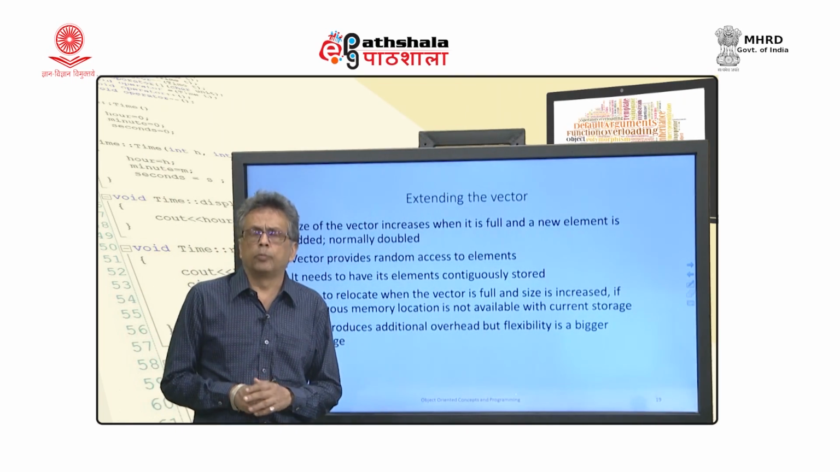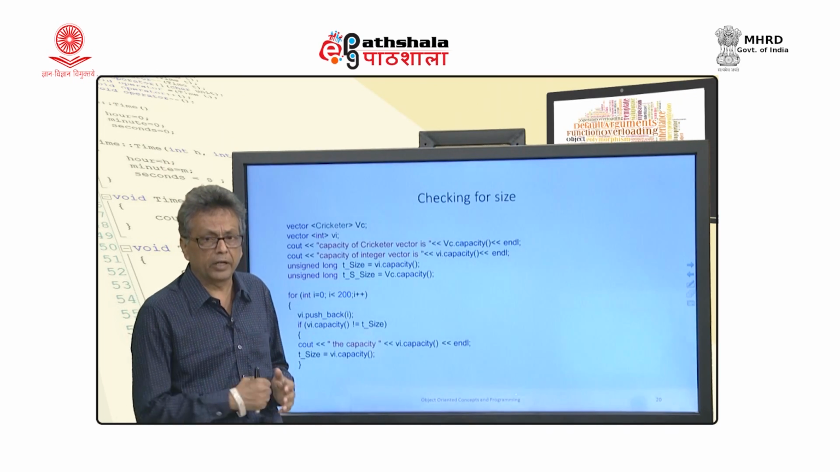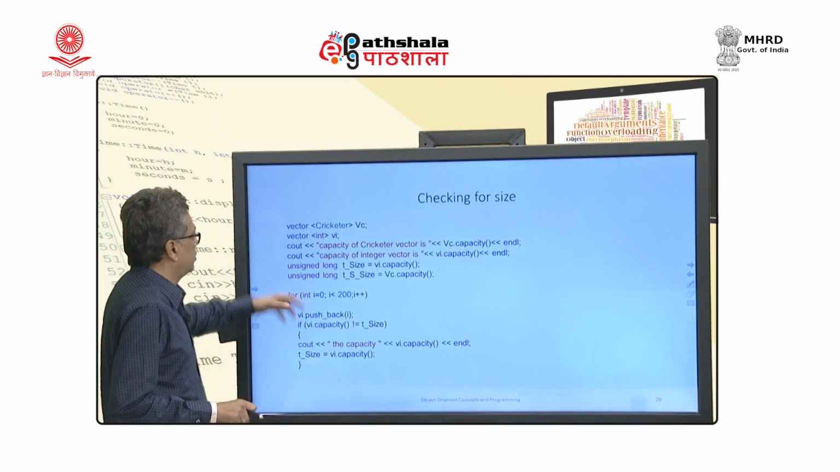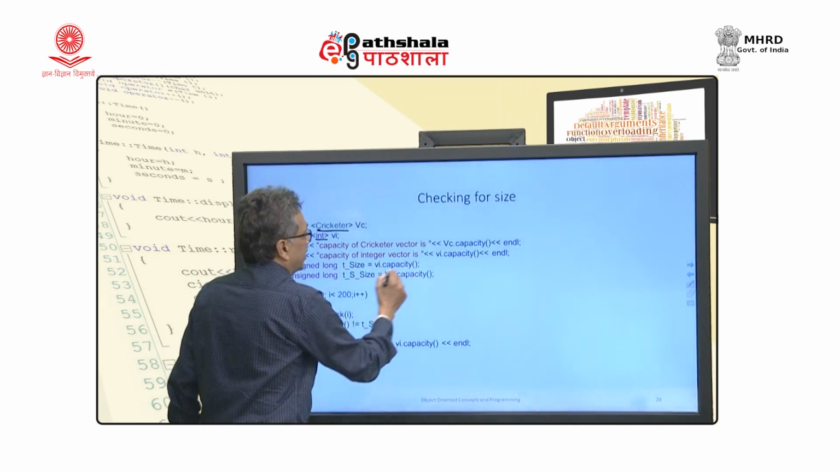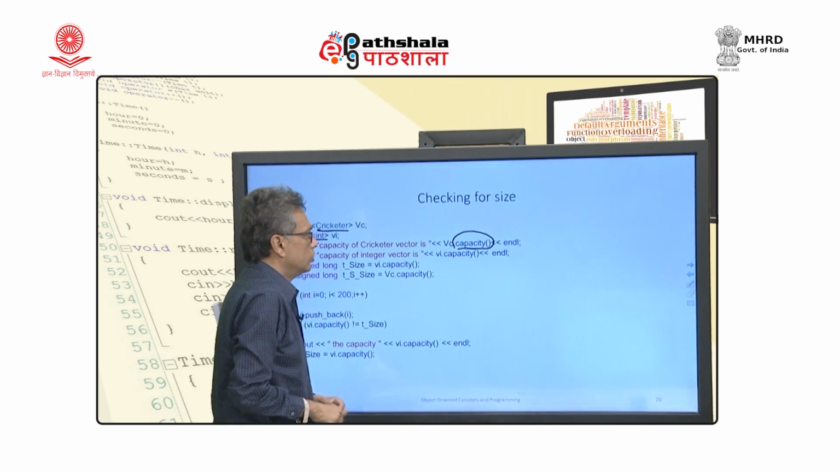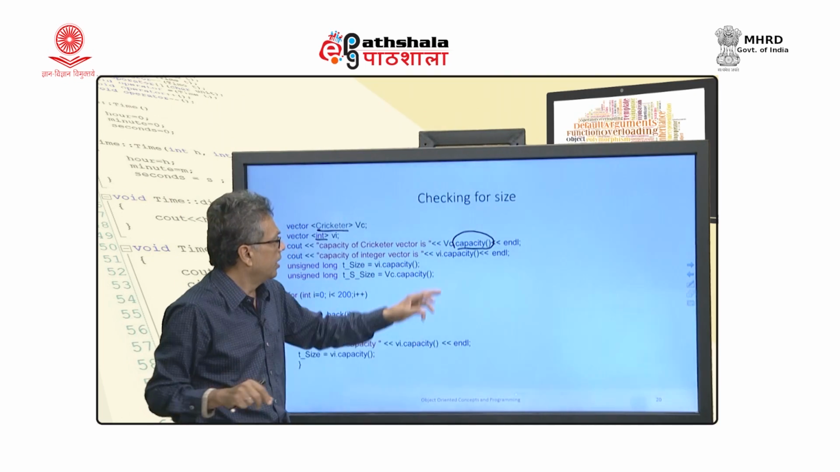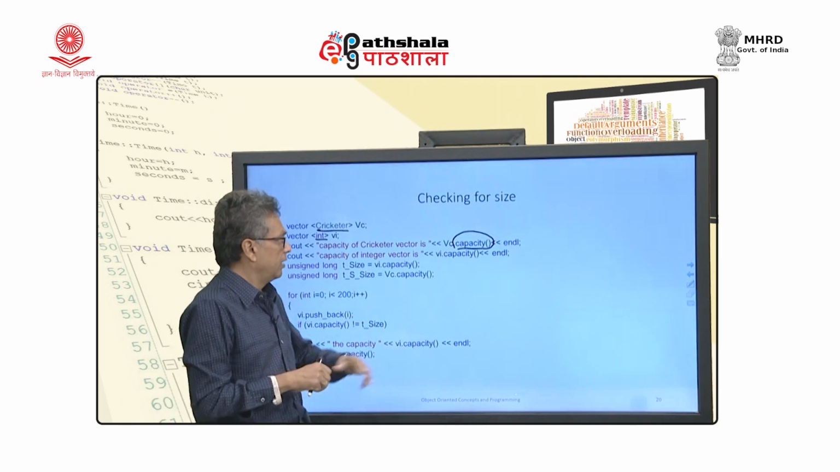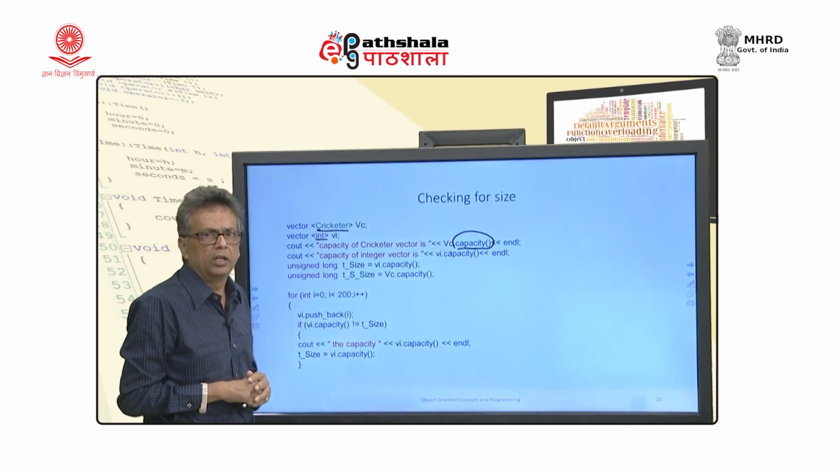Extending the vector is also possible, and how it will extend itself is exemplified by the program that we are going to talk about. We have again both vectors defined, a cricketer vector and an int vector. And there is a function called capacity, which is a member function. So, Vc dot capacity will give me the capacity of the vector called Vc, Vi dot capacity gives me the capacity of the vector called Vi. VC is a vector for cricketers and VI is a vector for integers.